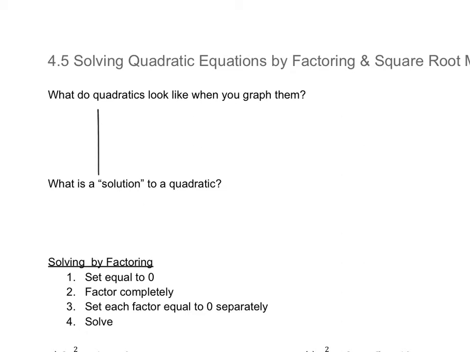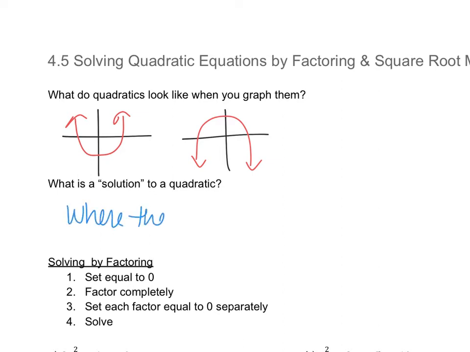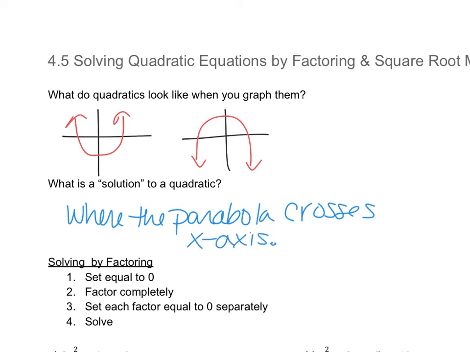And so they look like a couple different things. They look like these U's, okay, which is called a parabola. And they go on forever in one of the directions. Okay, so a solution to a quadratic is what we're about to talk about how to find. There's a few different ways to find them, but what they are is where the parabola crosses the x-axis. Okay, so it has to be the x-axis.